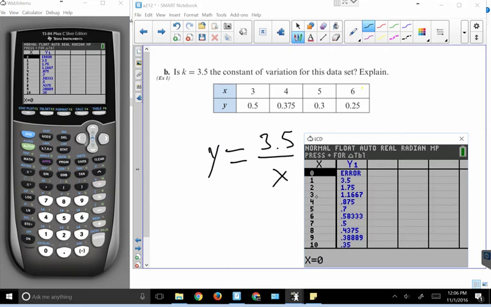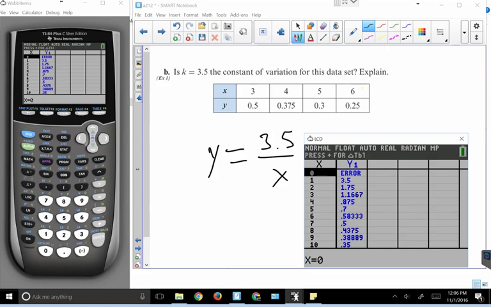So, if I put in 3, I get 1.67. Well, that's 1 2/3, isn't it? If I put in 4, I got 8.75. Is that what I got there? No. I put in 5. No. 6. No. Did this hold? No. It could be an inverse variation equation. I don't know.